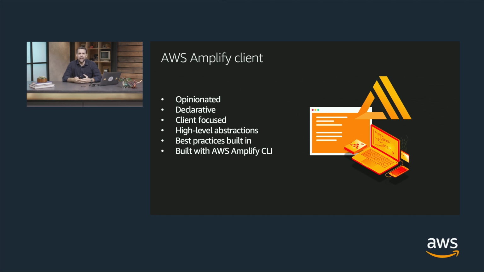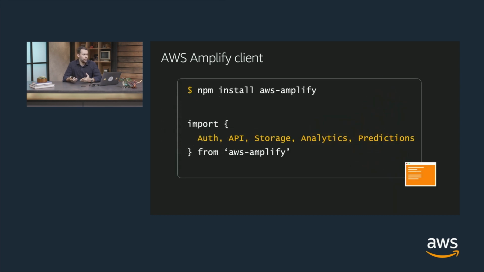The Amplify client provides opinionated and declarative libraries focused on specific client use cases, providing abstractions with best practices built in to access the services deployed with the Amplify CLI. We'll focus now on web development. Let's take a React app as an example. We just need to install the Amplify client using npm, then separately import one or more specific categories we want to use in our application code.